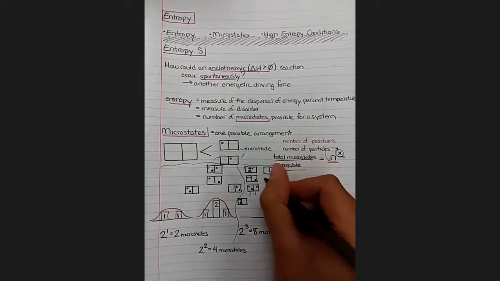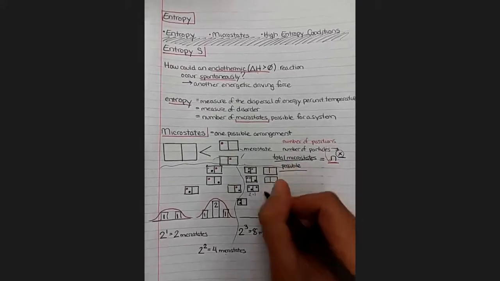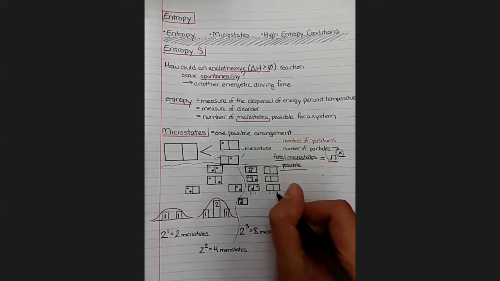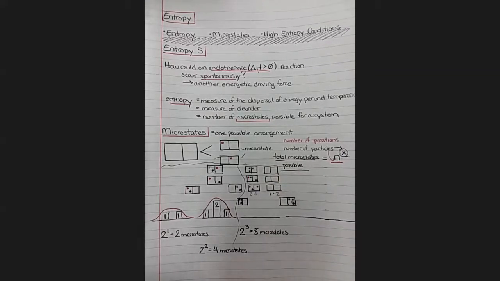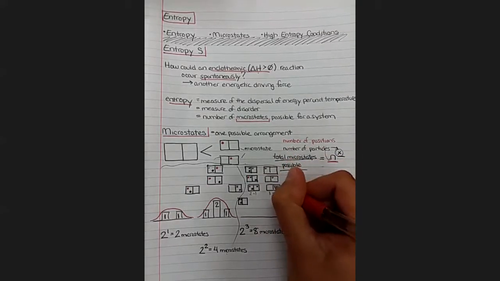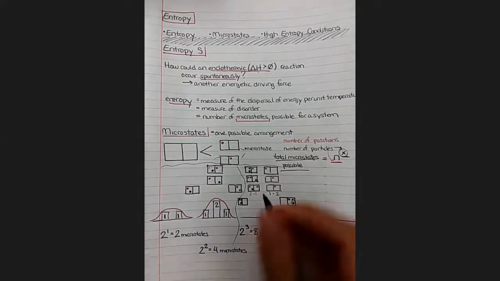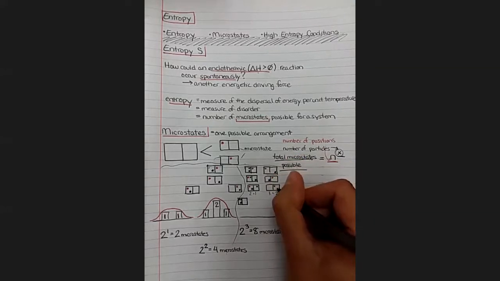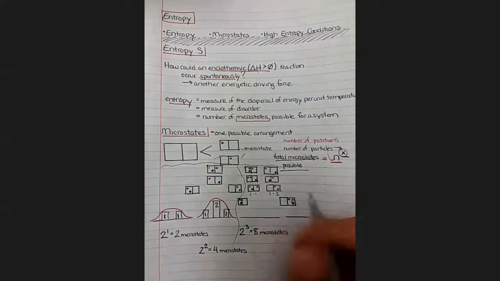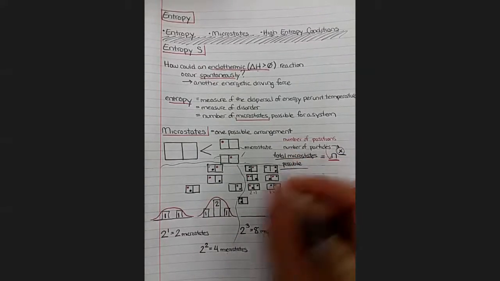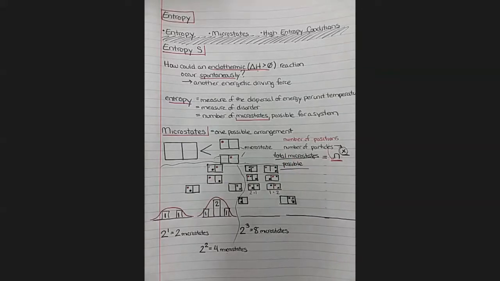And then we can draw similar pictures for 1 on the left side and 2 on the right side. So we could have red particle be the only one on the left. We could have the black particle be the only one on the left. Or we could have the green particle be the only one on the left. So there are 3 possible ways to have 1 on the left and 2 on the right.